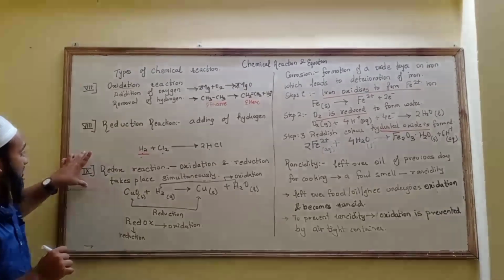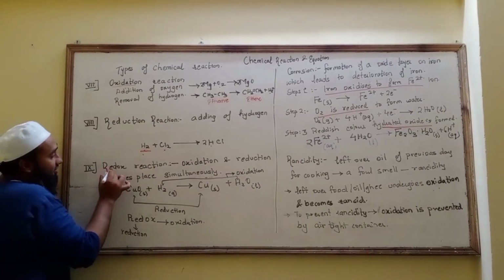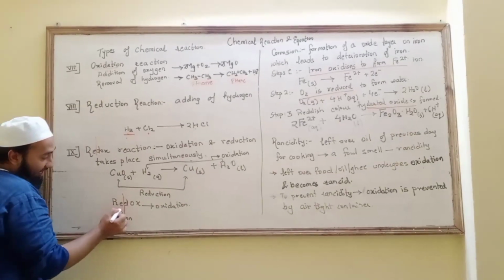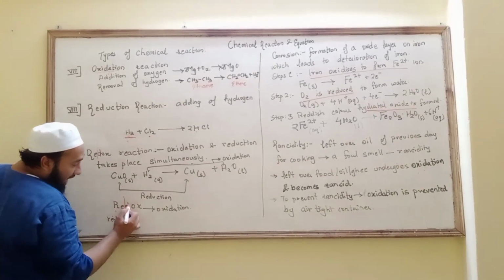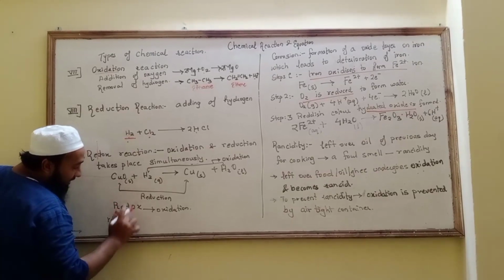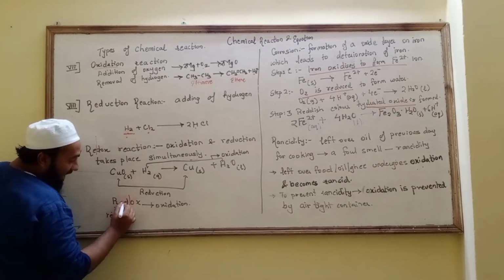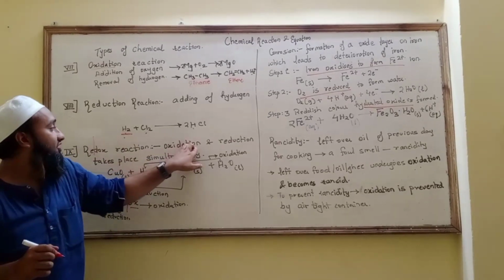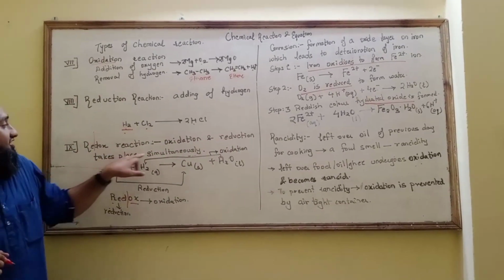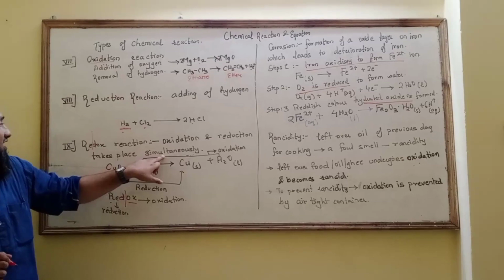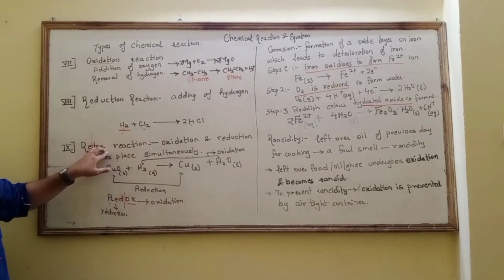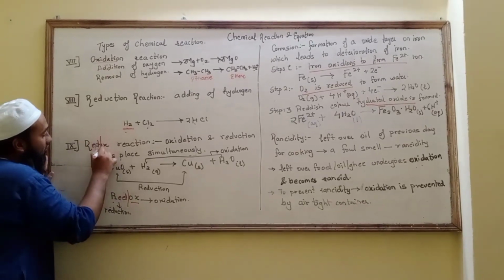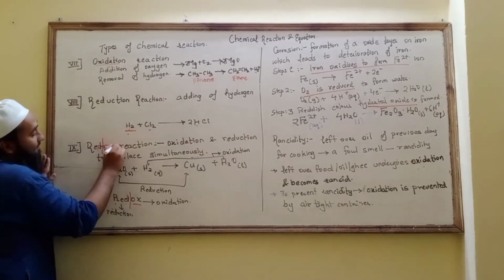The next type is redox reaction. Redox comes from the words: Red means reduction, and Ox is oxidation. So a reaction in which oxidation and reduction take place simultaneously is known as a redox reaction. What happens in a redox reaction? Reduction and oxidation take place simultaneously.